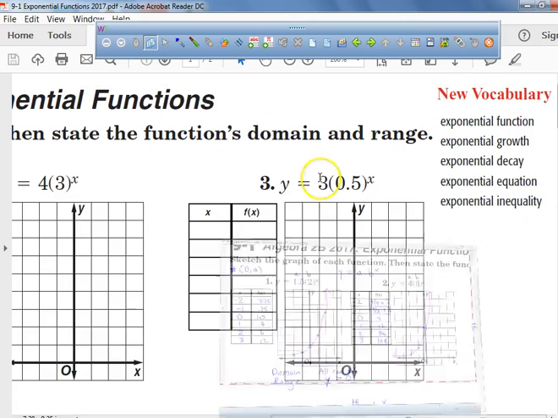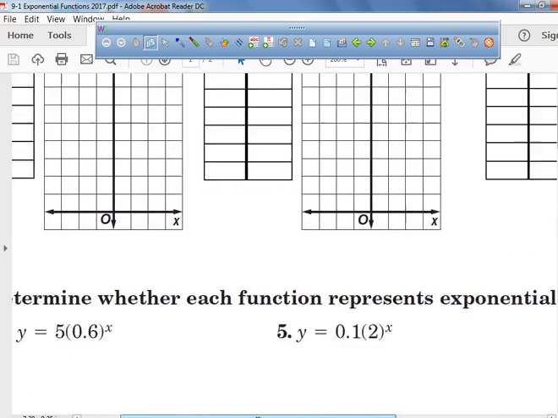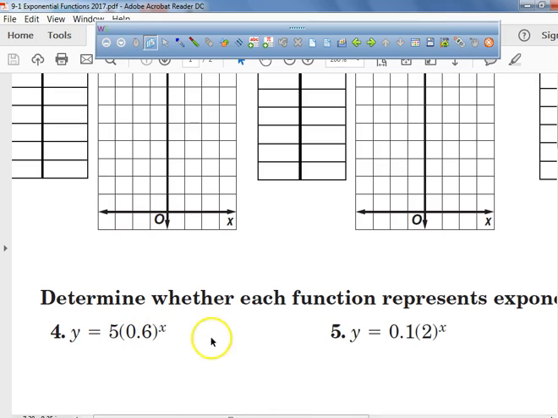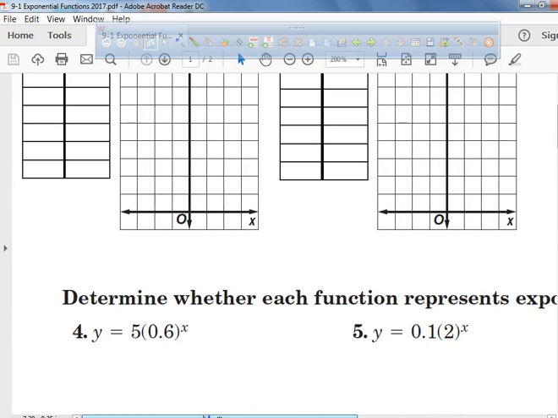All right, now that we have this, you guys are going to be determining whether these equations are growth or decay. Now, you probably figured out number 4 is decay because that's a fraction. What fraction is 0.6? That's 3 fifths, right? That's between 0 and 1. And you probably figured out that number 5 is growth because that number 2 is bigger than 1.